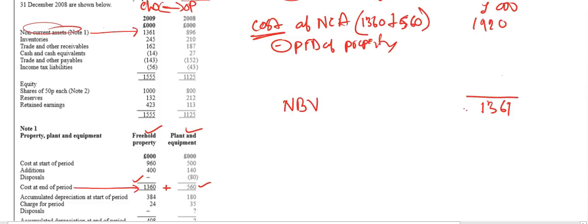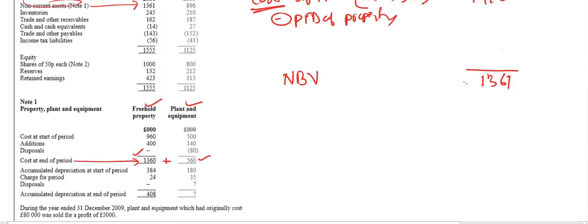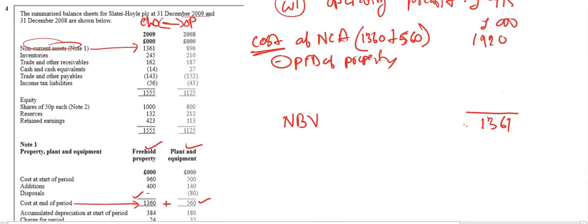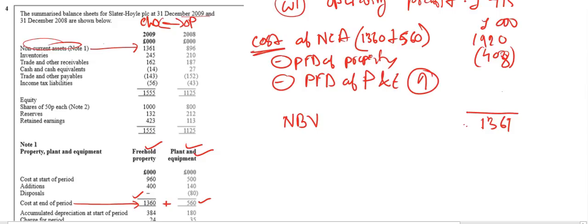And how much is the provision for depreciation for property? At the bottom, have a look there. They said accumulated depreciation, that's property. Okay, 408, we will take it away. Less provision for depreciation of plant and equipment, and we don't know the figure. Doesn't matter, work backwards. This becomes plus, this becomes minus, and you get your answer, which is 151.